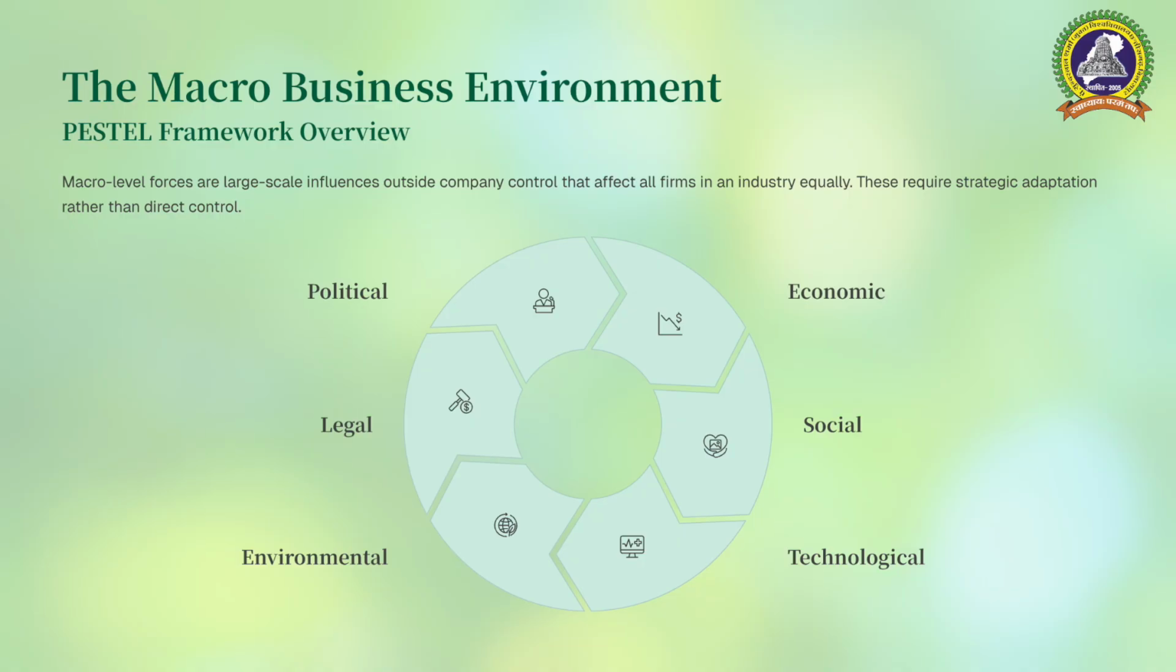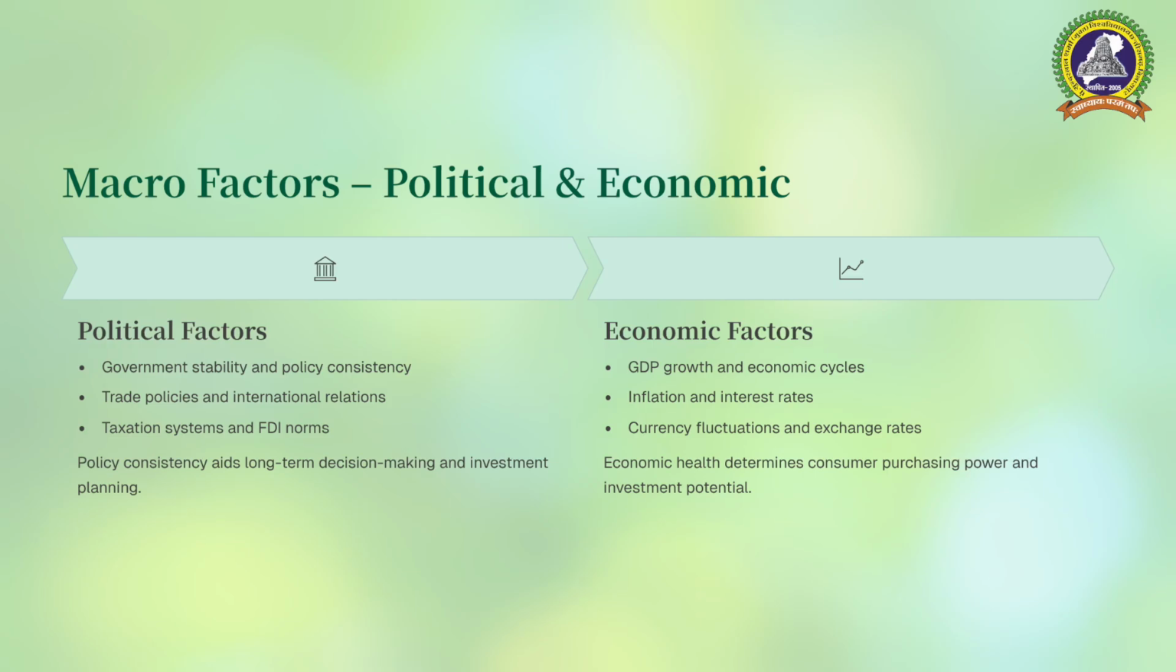This classifies the macro environment into six major categories: political, economic, social, technological, environmental, and legal factors. Let's look at the first two. Political factors refers to the impact of government policies, legislation, and political stability on businesses. A stable political environment is essential for long-term planning. The key factors include trade policies such as tariffs and government regulation on taxation or business registrations.